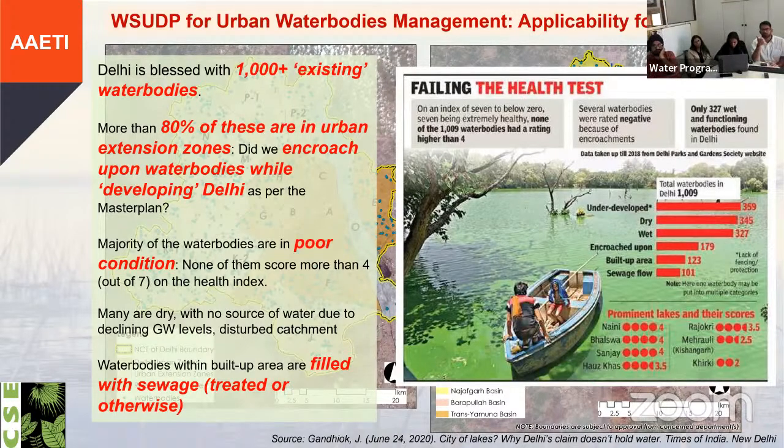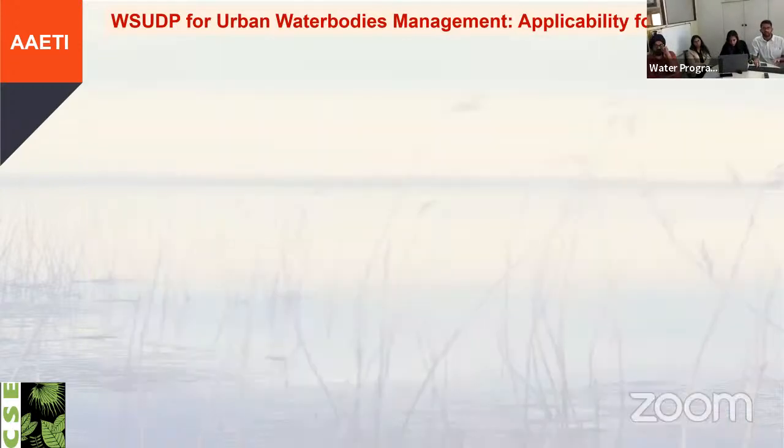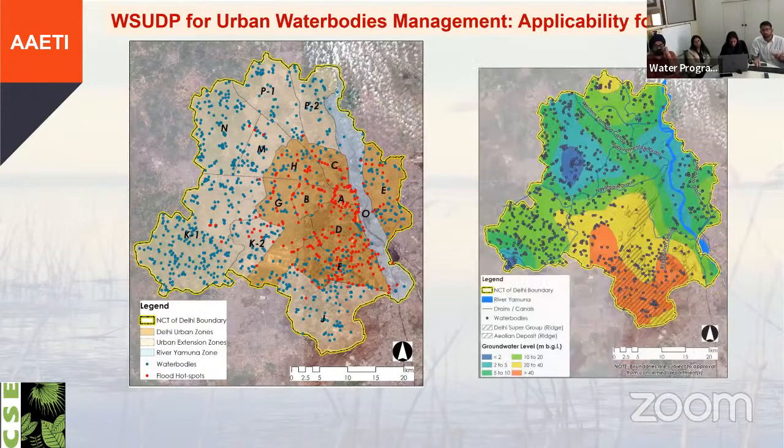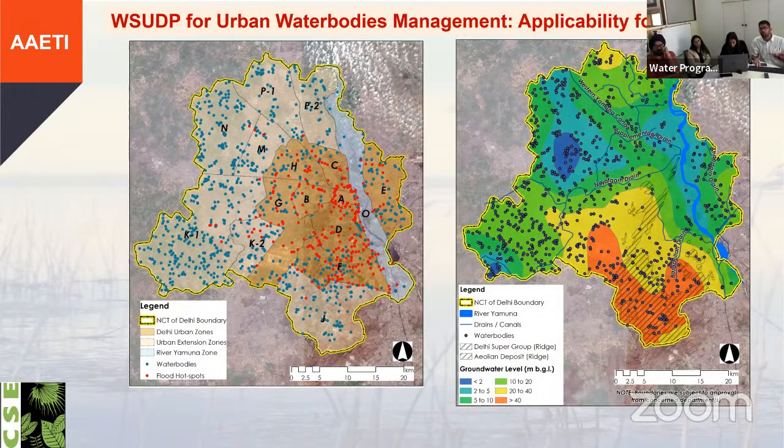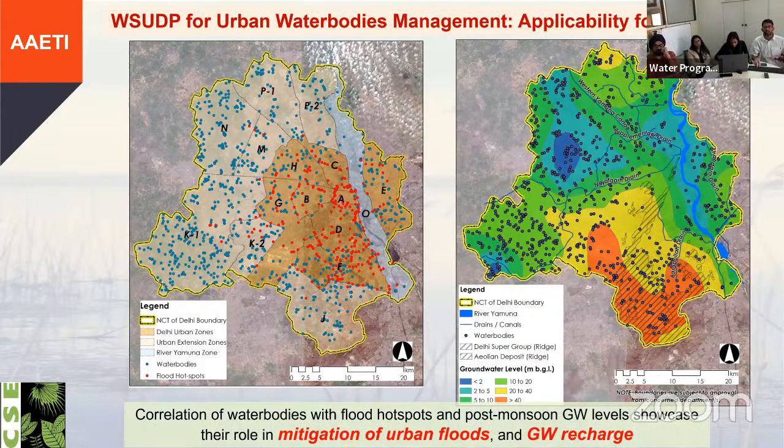And not one water body scores good on the health index. They all have issues of being filled with sewage, which is treated or untreated, being dumped by construction debris, being encroached upon, and so no water bodies are in a good condition in the city itself. Now, Delhi government has a vision of doing a city of lakes. One more thing is that there is obviously a correlation between water bodies and declining groundwater levels, water bodies and flooding incidences. The correlation may not be very apparent, but it's always there.